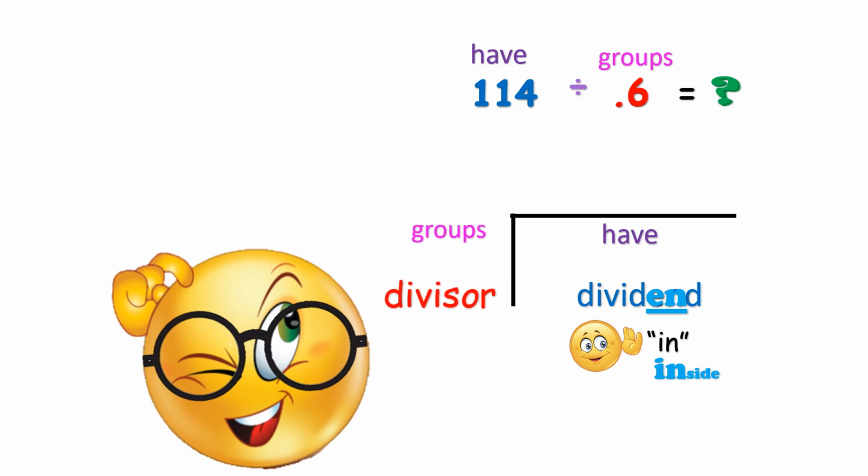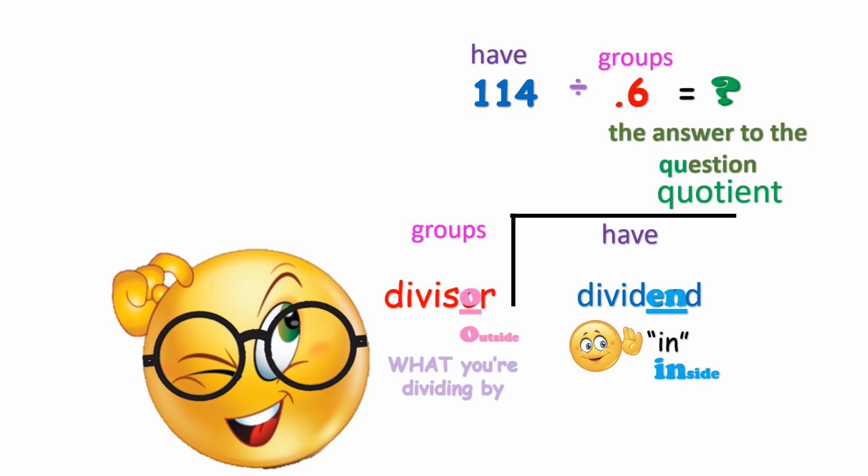Where on the outside, I have a divisor. Notice the O at the end of the word. The O stands for outside. So my divisor is on the outside of the division box. Dividend, inside. Divisor, outside. But then I have my answer, right? So my answer is my quotient. Well, how can I remember quotient? Well, if I remember, it's the answer to my question. Question starts with a QU, just like my quotient starts with a QU.